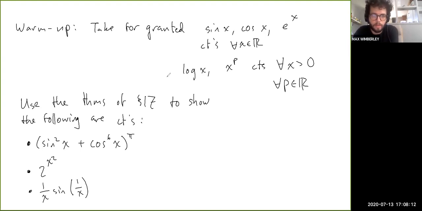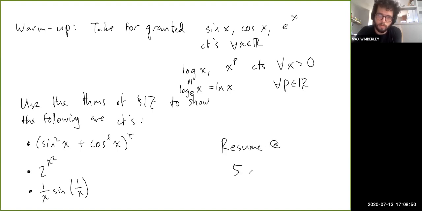Also, just in case it's not clear, when I write log of x, I guess the book does log base e, but whenever I write log of x, that means log base e, otherwise known as ln. I just call it log of x because I'm almost never interested in any other bases for the logarithm. Anyway, this should be pretty quick. Let's say we'll resume at 5:13.